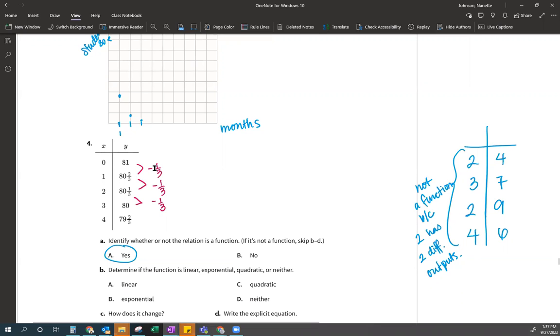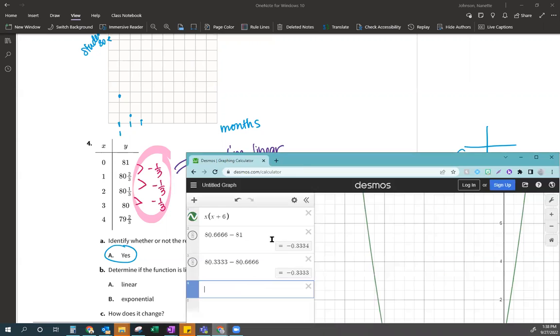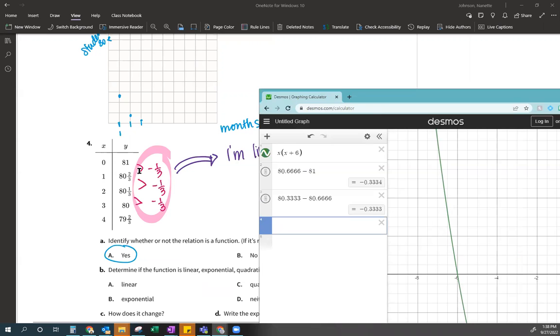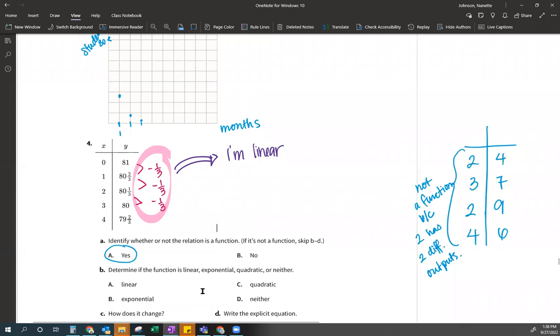Because all these guys are the same, this is telling you what? What is that telling you? I'm linear. Very good. I'm linear, right? And if you didn't know that, not a big deal. You would just graph it. And when you graph these points, it would show up as a line, right? Okay, so it is linear. How does it change? It's being subtracted by 1/3.